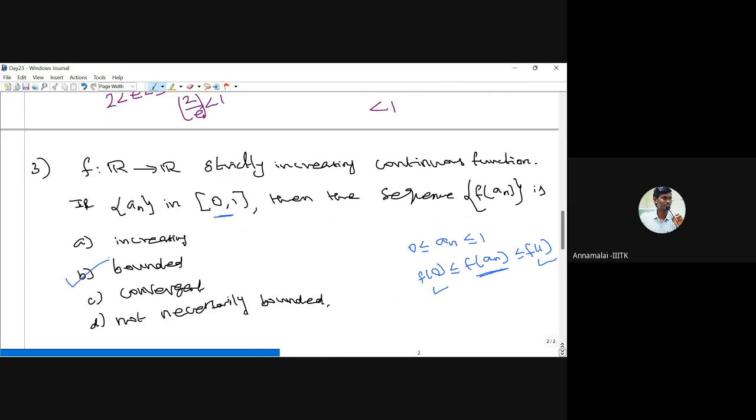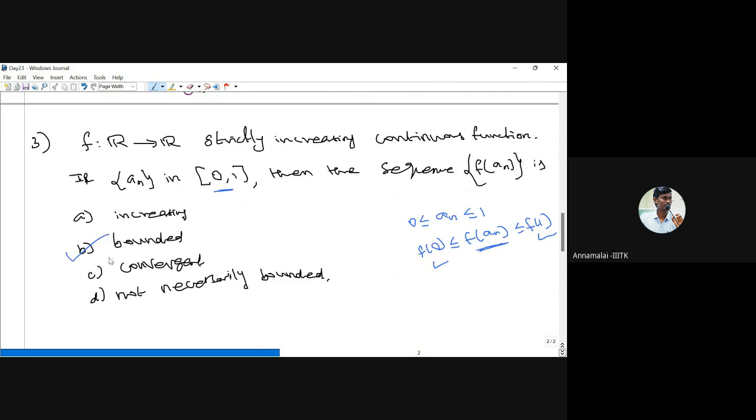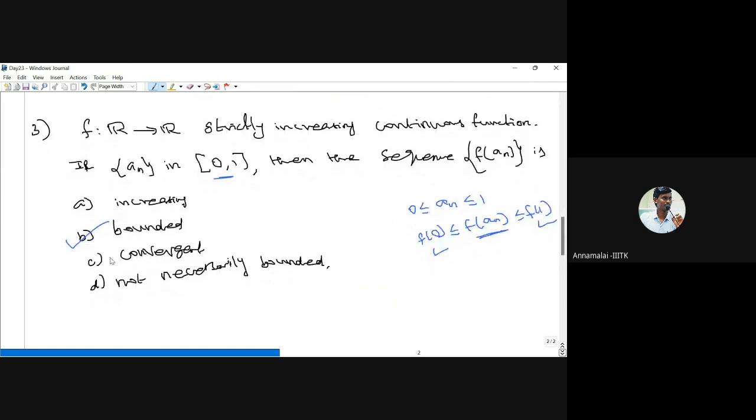But we don't know whether this converges or not. Again, we don't know whether this is an increasing sequence or not. So f of an is bounded because f is strictly increasing and continuous. Therefore, all other options need not be true.